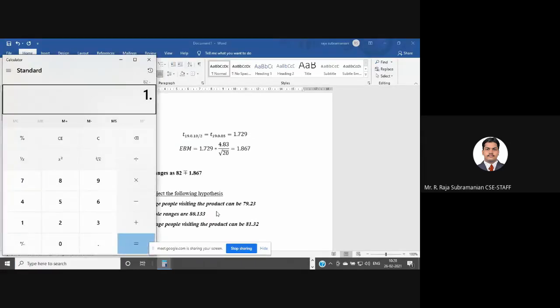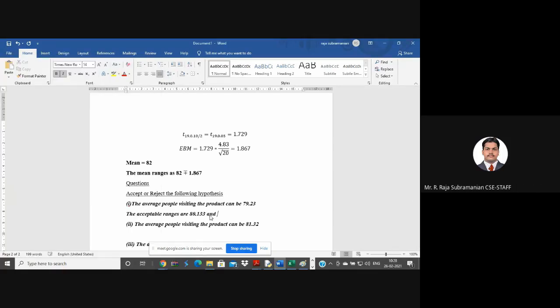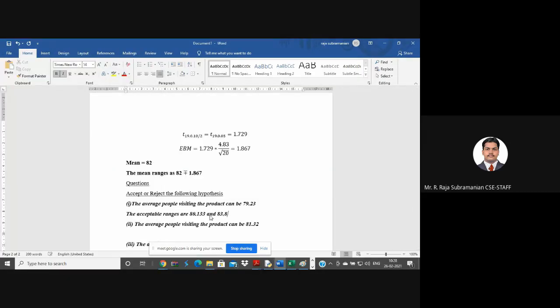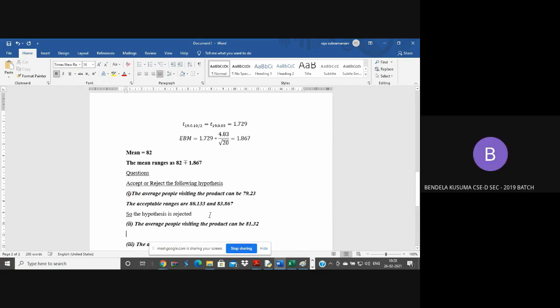82 minus 1.867, 80.133 and 83.867, right? So this is the acceptable range. So the hypothesis is rejected. Next, this is Accept, sir. Accept the hypothesis, because it is within the acceptable range, so I accept.